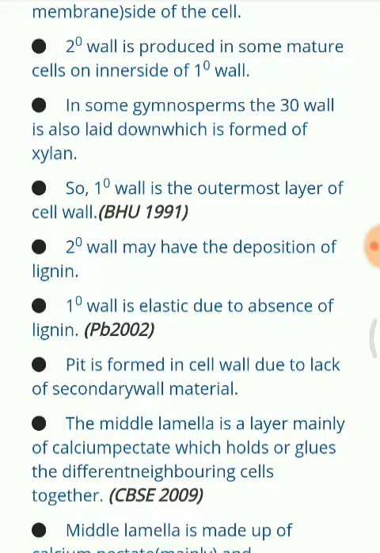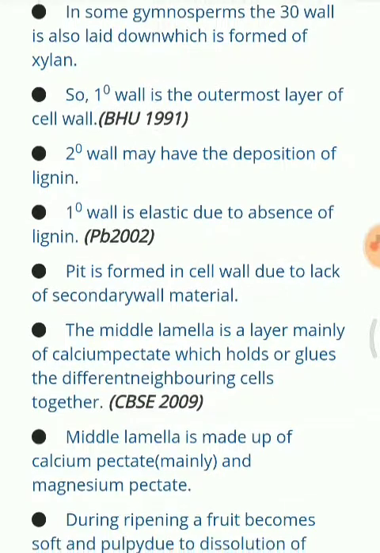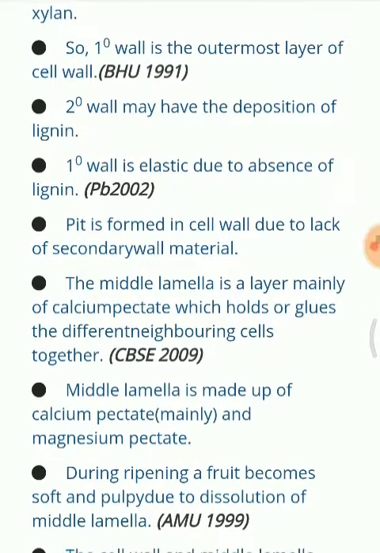So the primary wall is the outermost layer of the cell wall. Secondary wall may be formed by the deposition of lignin. Primary wall is elastic due to absence of lignin. Pits are formed in the cell wall due to lack of secondary wall material.